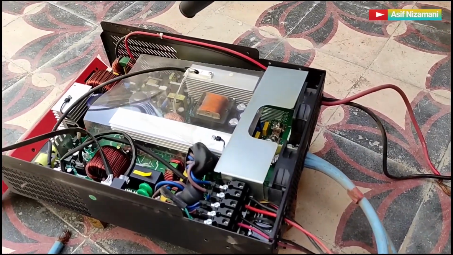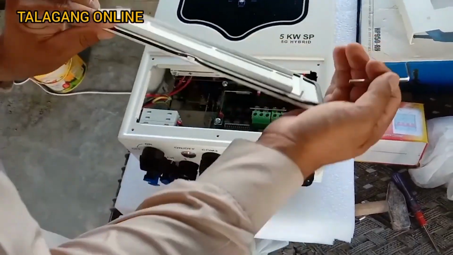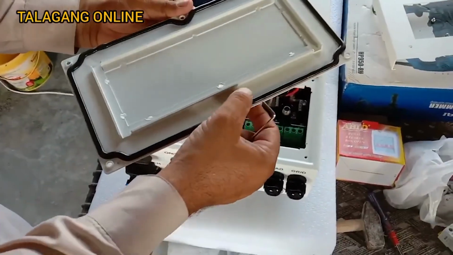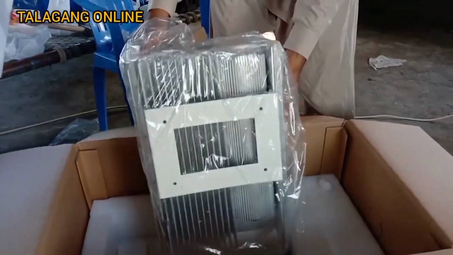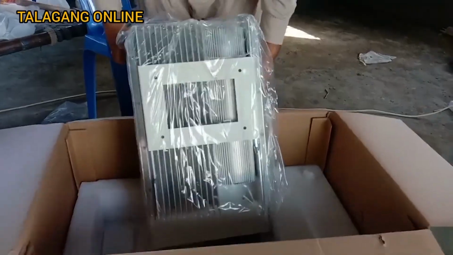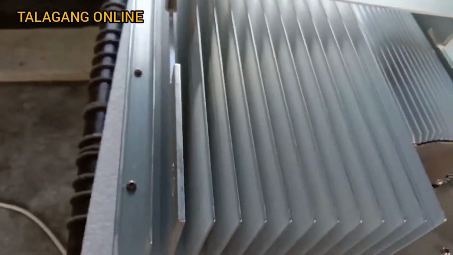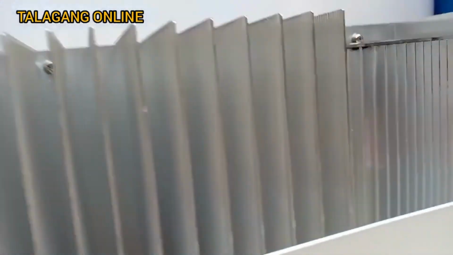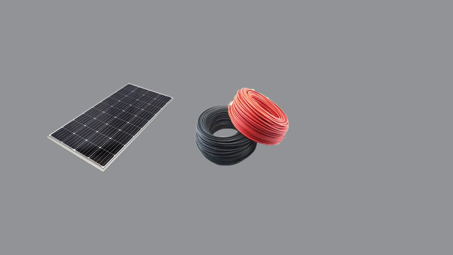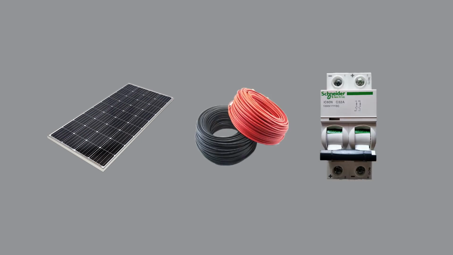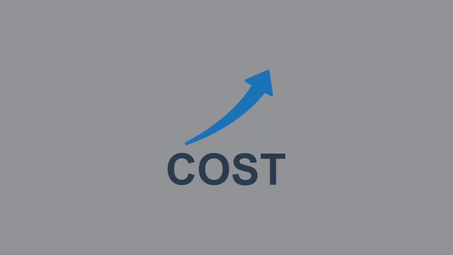On the other hand, the inverter we use is completely sealed and waterproof. And it has big heat sinks, so fans are not needed to cool it. Just like cheap inverters, there are cheap panels, cables, breakers and other parts also available. Using anything which is of low quality will end up costing you more. By making these mistakes, you increase the per unit cost of electricity.